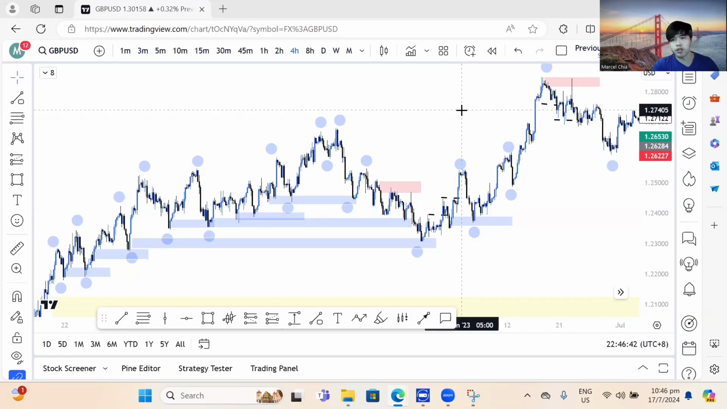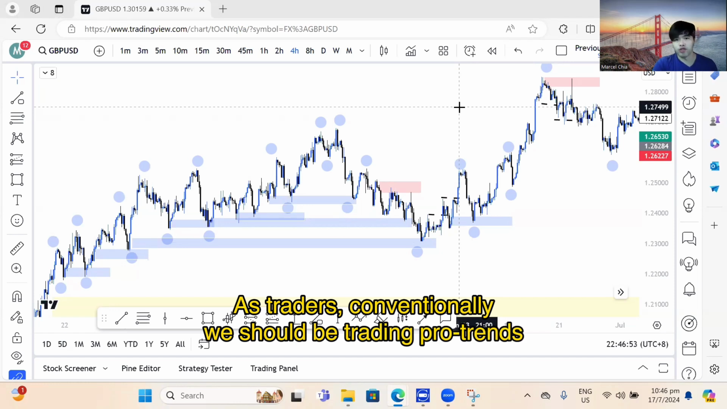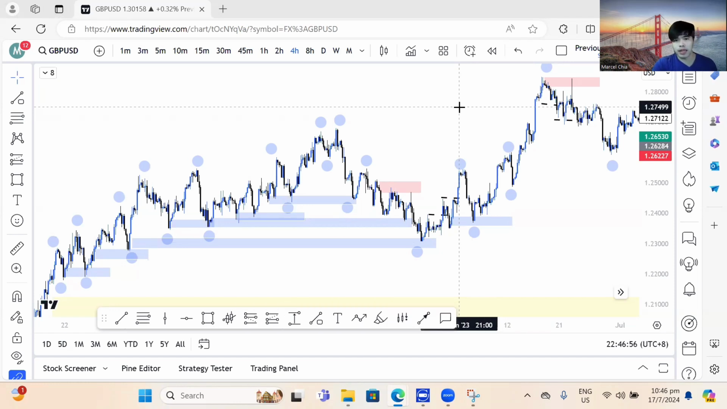So with the essence of time, I have marked out the external swing points as well as the demand and supply zones. So first off, we'll start with conventionally the bull trend moves. Because as traders, conventionally, we should be only trading bull trends to get higher quality setups, right? Because if you are going with the wave, the trend, you are more likely to hold the trade longer and thereby have a higher risk-reward ratio as a result.